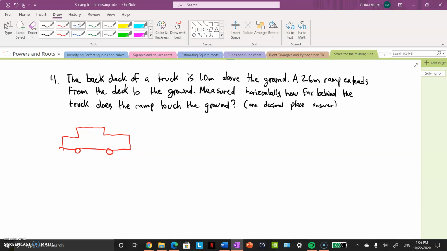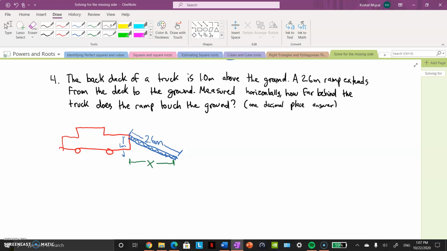Now, let's write that in blue, 1 meter. Now, from the back of the truck, there's a 2.6 meter ramp. So, 2.6 meters of a ramp over here. Okay, this is the ramp that we're talking about over here. Let's just color it in. And measured horizontally, how far back does the ramp touch the ground? So, this is the distance that we're solving for. Let's call it x. Okay?